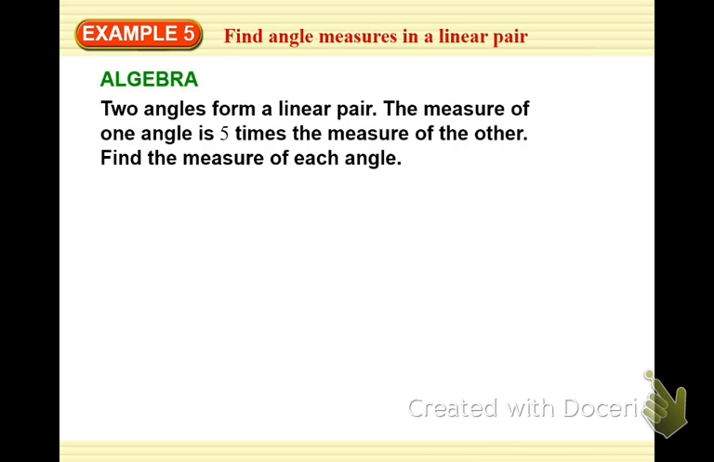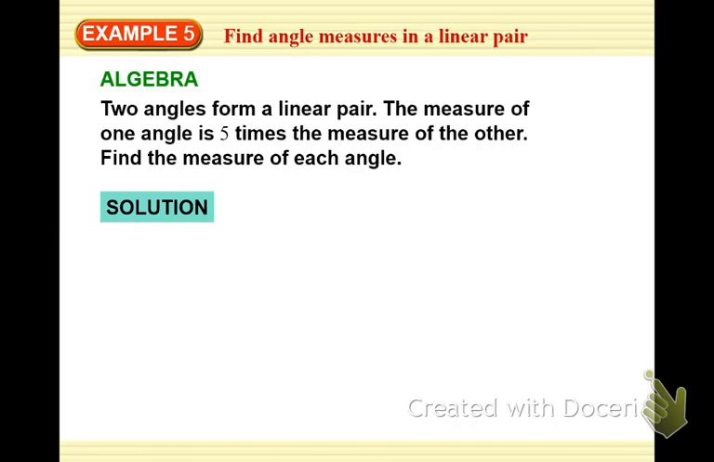All right. If two angles form a linear pair, then what do we know about their measures? They have to do what? If two angles form a linear pair, the measures are going to do what? Yeah, they're going to equal 180. So they're supplementary, right? So, quick example here. The measure of one angle is 5 times the measure of the other. Find the measure of each angle.